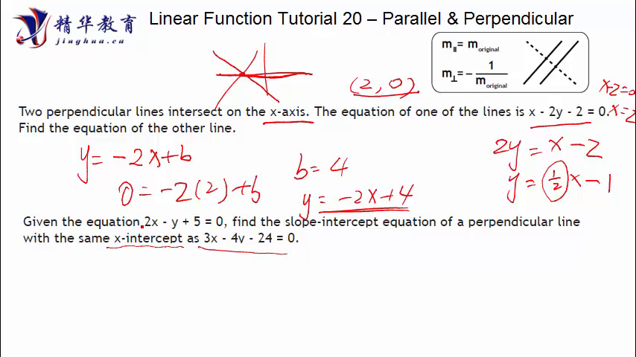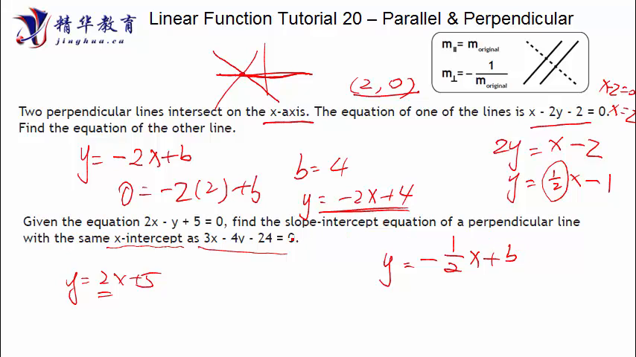Let's find the slope first. We have this equation, so we move y to the other side: y equals 2x plus 5. So that slope equals 2, and our slope equals negative 1 half. So we got y equals negative 1 half x plus b. We need a point here, right? We need a point to find out b.